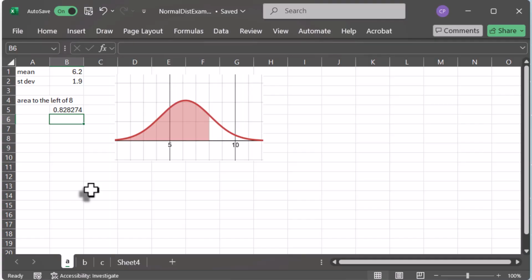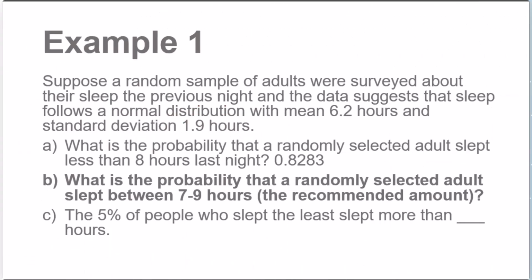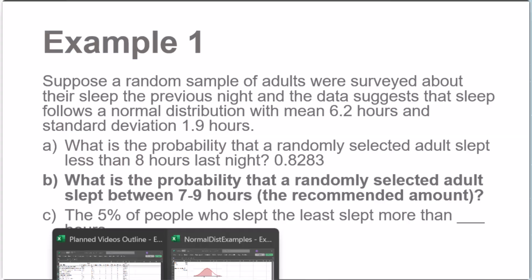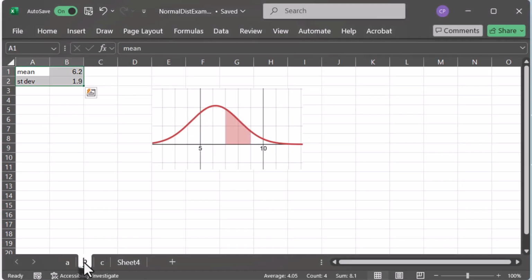less than 8 hours. Coming back to our example, the second question here was, what's the probability that a randomly selected adult slept between 7 and 9 hours, which is the recommended amount of sleep? So I'm going to come back to Excel. I have this in a tab for B. So same mean and standard deviation.